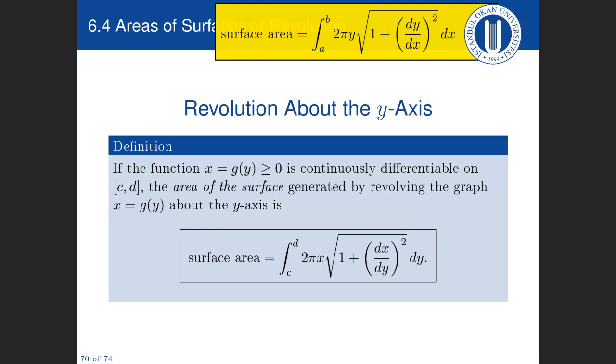We can also do revolution about the y-axis. Take the formula in the yellow box and swap every x and y. We get the integral from c to d, 2 pi x, square root of 1 plus dx dy squared dy. Every x is replaced by a y, and every y is replaced by an x. And again, this only works as long as dx dy is continuous.